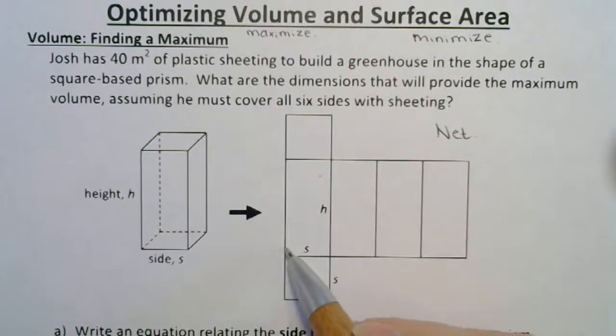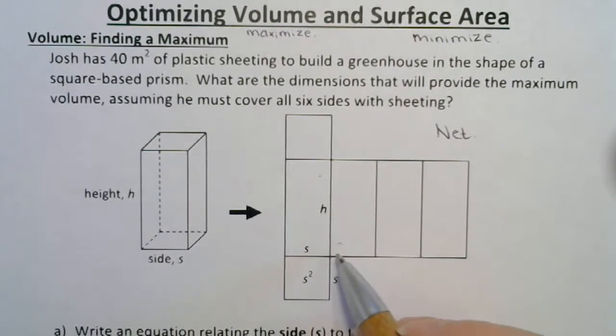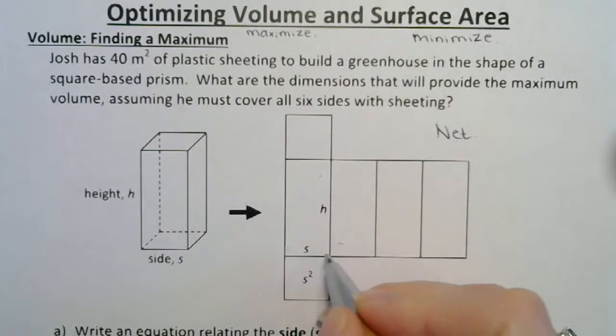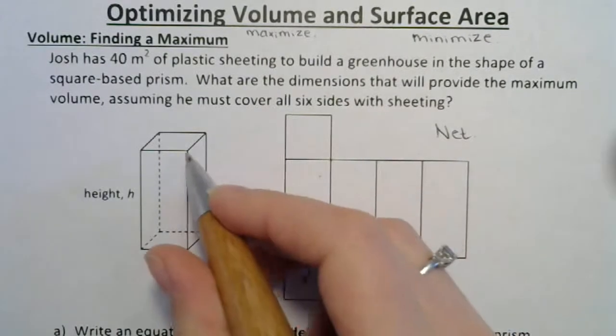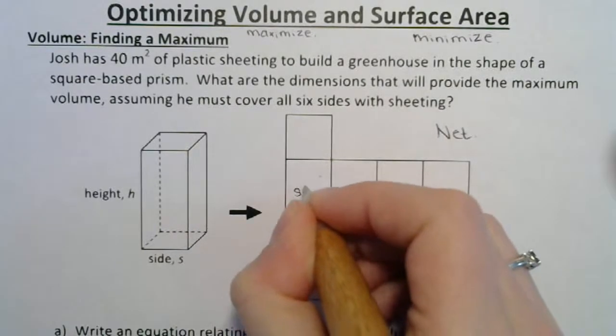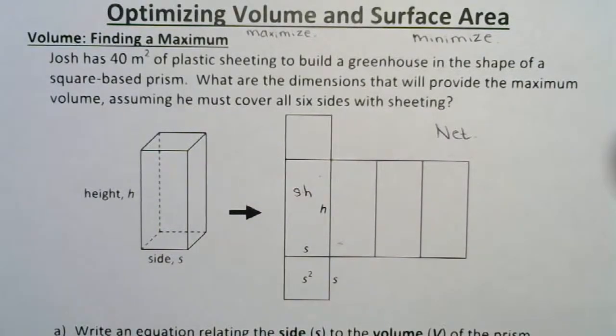So we know that this is S. We have a square-based prism. So if this is S, this is S. The area of this is S squared. And the area of this will be S multiplied by the height of the object. So this area will be S times H. And that'll come in handy when we have to figure out our surface area.